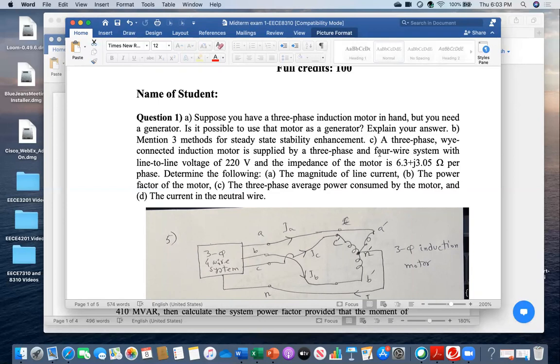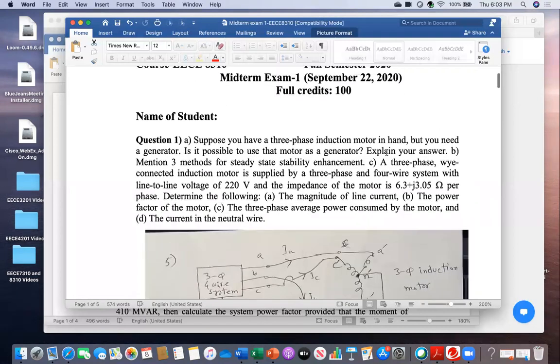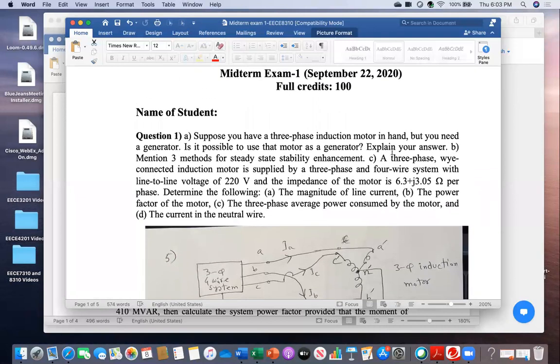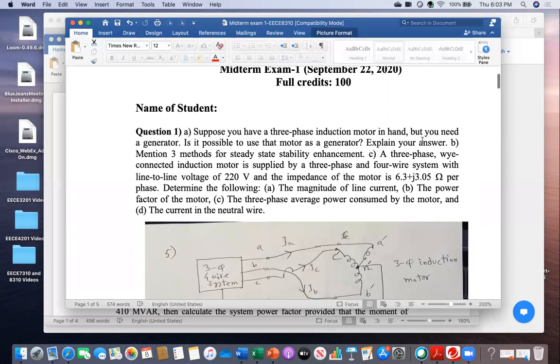You see? So what was the question? Suppose you have a 3-phase induction motor in hand, but you need a generator. Is it possible to use that motor as a generator? Explain your answer. So what was the answer you wrote, Manoj? Hello, Manoj? Okay, Kamana, can you hear me? Yes, Dr. Ali. It looks like Manoj is not responding. No, doctor, I'm here.